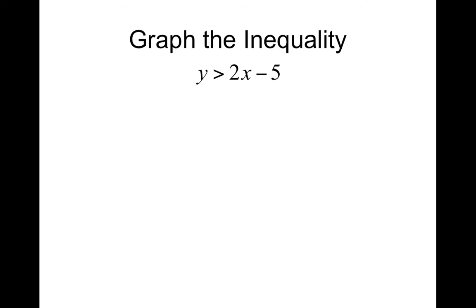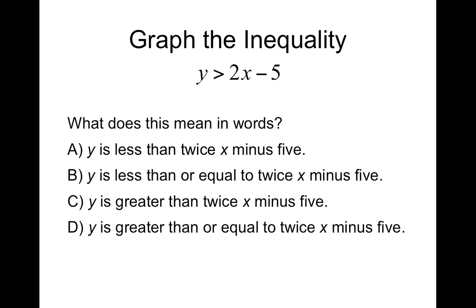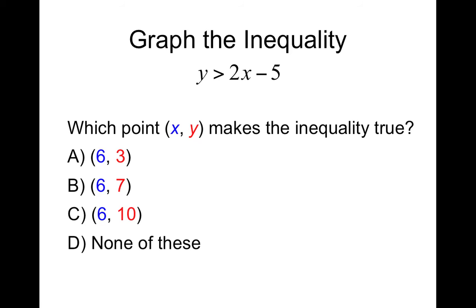Now I'll show you a procedure for graphing any linear inequality. We're going to start with a pretty simple example. First, read this inequality and translate it into words. This inequality can be read as y is greater than twice x minus 5. Less than would be facing the other direction, and greater than or equal to would have the little bar underneath to indicate also equals to. Now test the points in the inequality and figure out which point x comma y makes this inequality true.